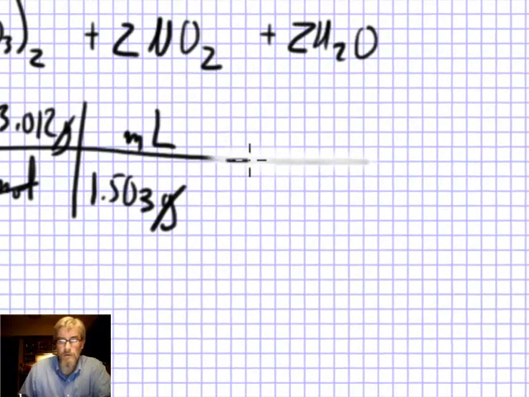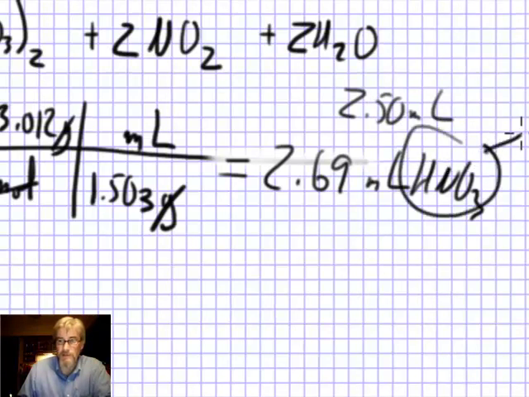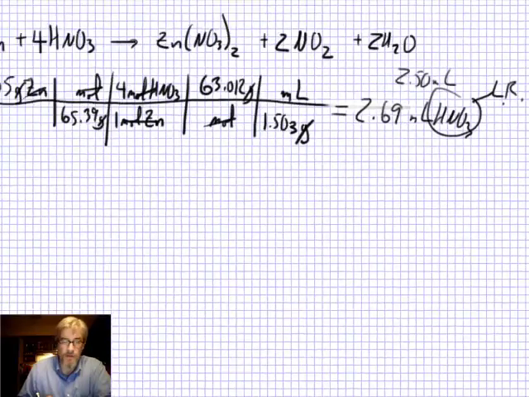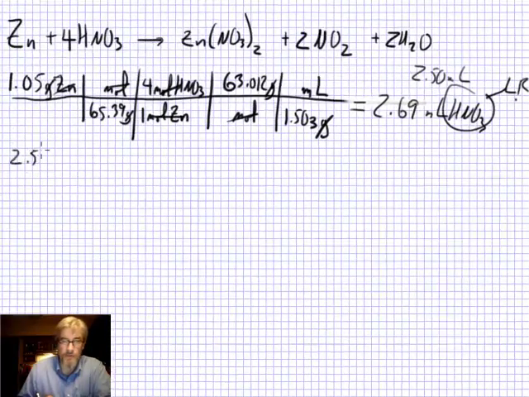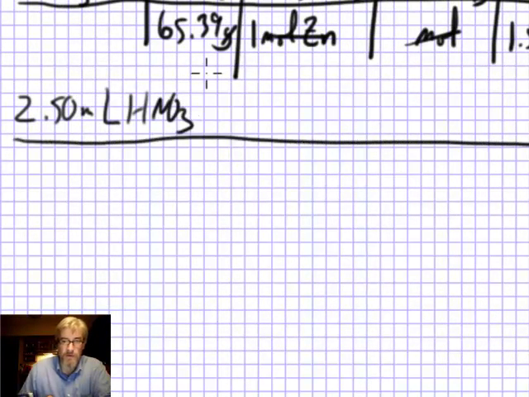Once I do my calculation, I get 2.69 milliliters of HNO3. But the problem tells me that I only have 2.5 milliliters, and so I'm going to run out of HNO3. That means this is the limiting reactant for this problem. So to answer the final question, I need to start out with my 2.50 milliliters that are going to limit my reaction, and I'm going to convert that to the product that I'm interested in, which is the zinc nitrate.